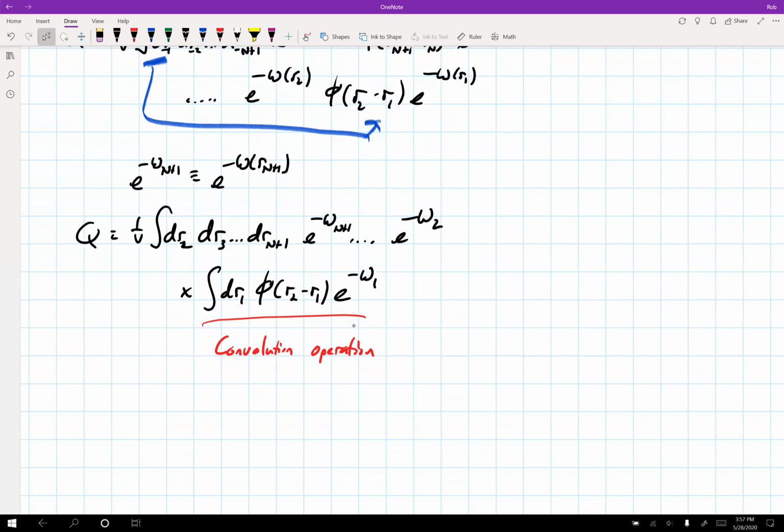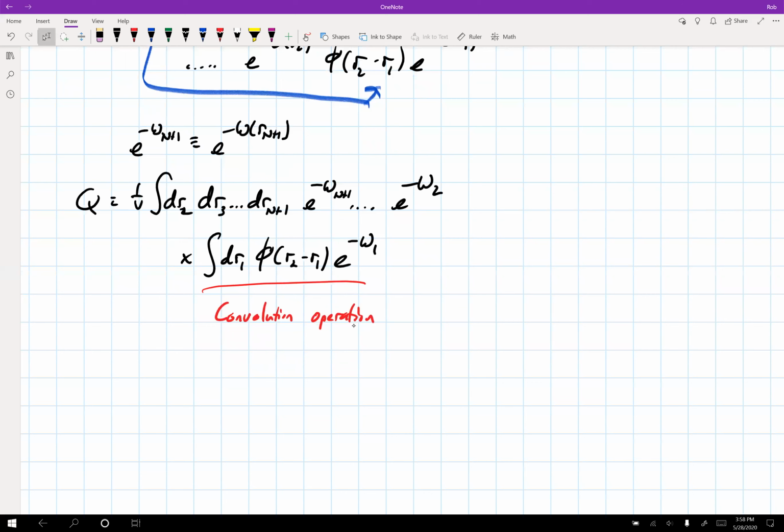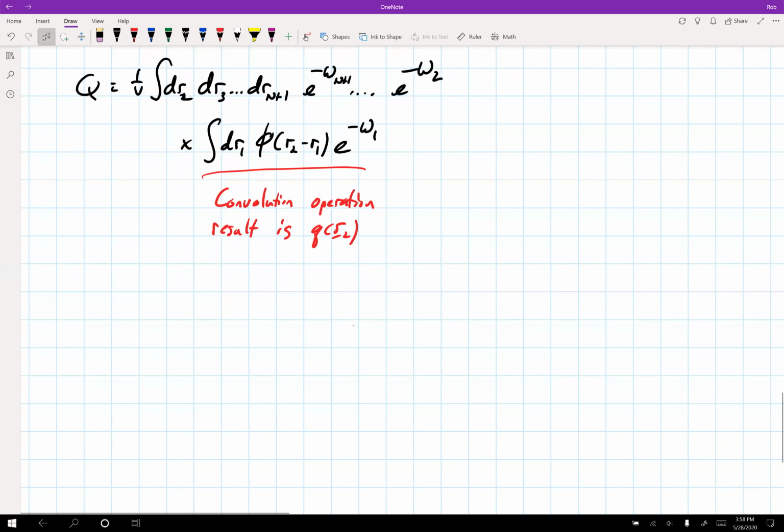The result of this function, after we do this convolution, is a function that only depends on R2. And so then we'll have some function of R2 that will sit next to this exponential. We're going to perform this, and then we're just going to label the result as Q of R2. And so then what we're going to have is 1 over V integral dr.